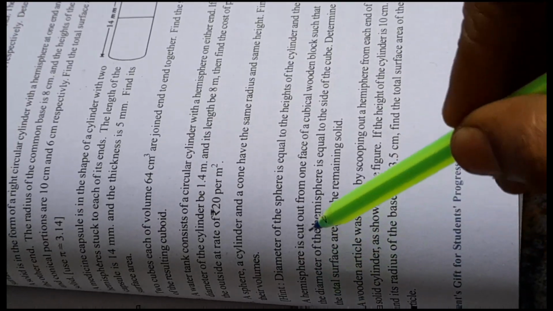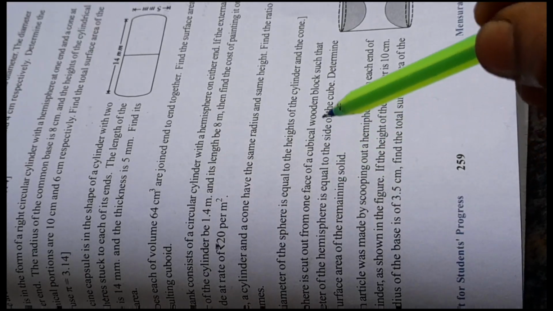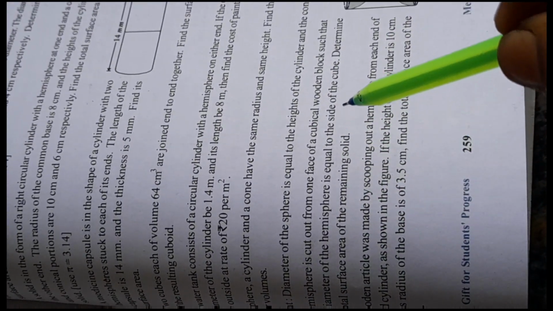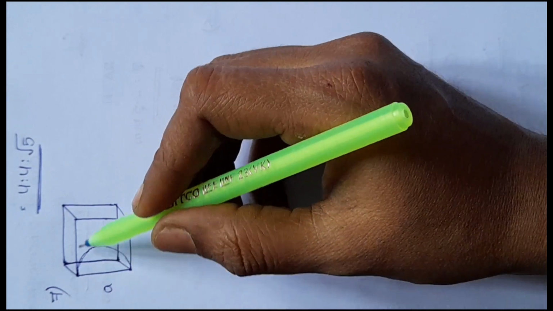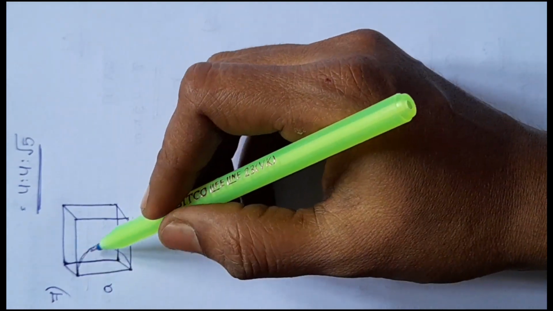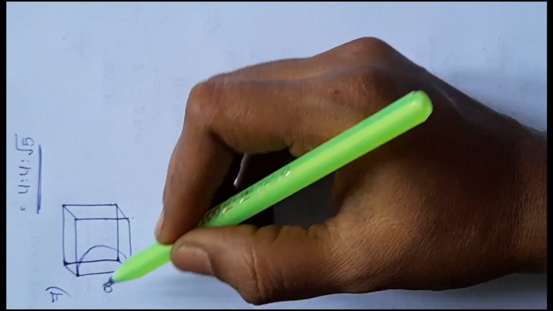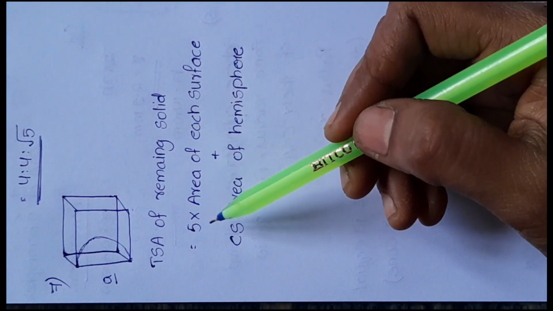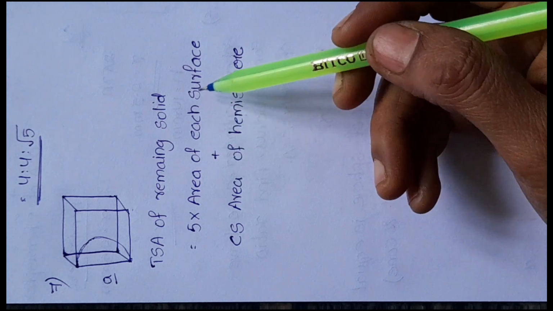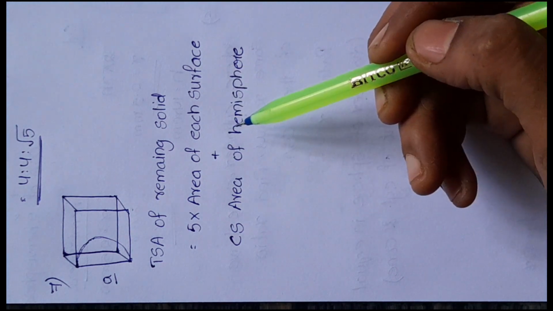Seventh question is, a hemisphere is cut out from one face of the cubical wooden block such that the diameter of the hemisphere is equal to the side of the cube. Determine the total surface area of the remaining solid. Let us consider a cube with side a, and a hemisphere is cut out from it and the diameter of the hemisphere is also a. Now to find the total surface area of the remaining solid, we should add 5 into area of each surface plus the curved surface area of the hemisphere.